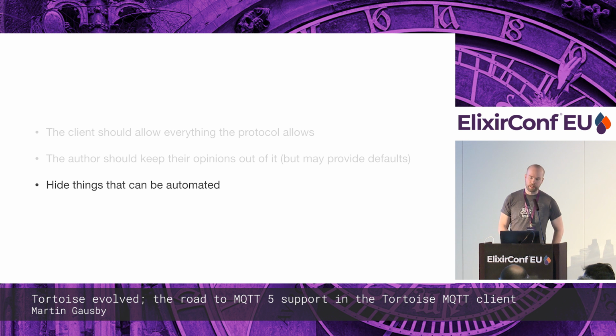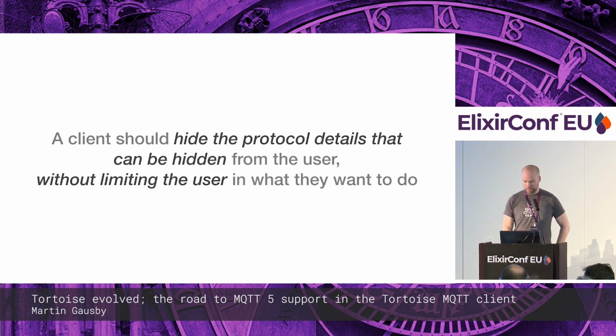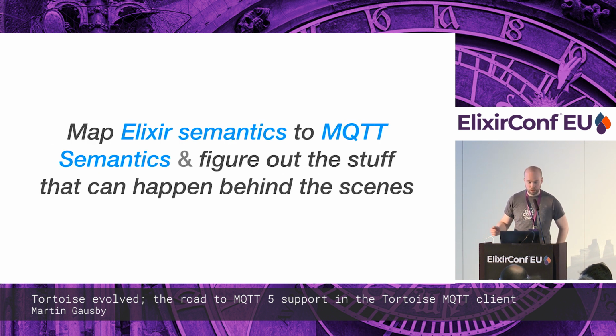And a good client should hide things that can be automated. In other words, the client should hide the protocol details that can be hidden from the user without limiting the user in what they want to do. We should map Elixir semantics to MQTT semantics and figure out stuff that can happen behind the scenes.